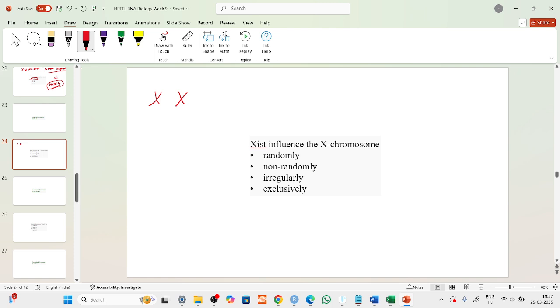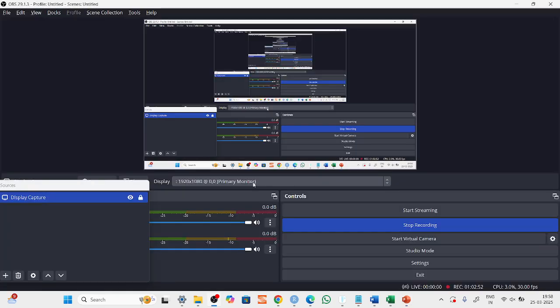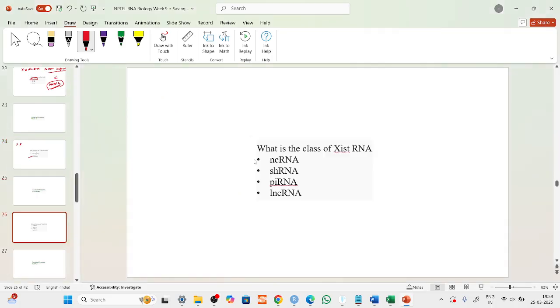In each cell, one of the two X chromosomes is randomly chosen to be inactivated, and this inactivation is mediated by the expression of XIST RNA from the selected X chromosome. So basically, the correct answer is exclusively. Okay, now we come to the next question.